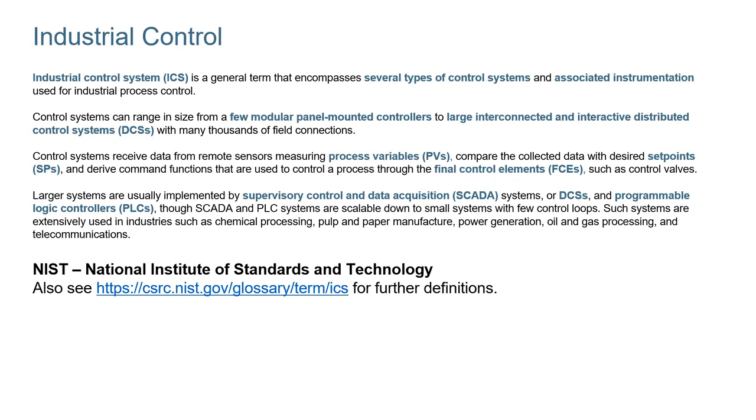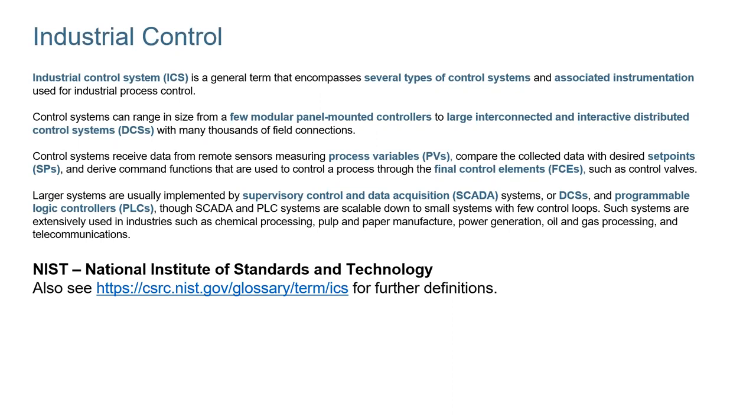Control systems can range in size from a few modular panel mounted controllers to very large interconnected and interactive distributed control systems. So if your career aspirations take you into the process industry, such as chemical or oil and gas, then you will interface with a distributed control system. And we'll talk about distributed control systems. They're basically larger PLCs, capable of handling a very, very large amount of control, kind of plant-wide control, versus a PLC, which is going to be more local level control.